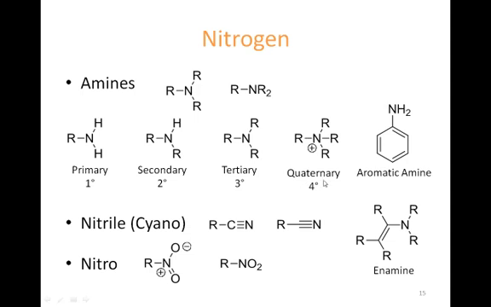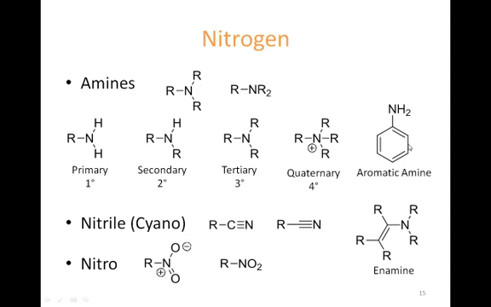So we call these quaternary nitrogens or quaternary salts, because if you have a positive charge, you can have a counter ion. So it will be a salt. So that's interesting. That's when the nitrogen's used its lone pair, acted as a base, acquired something else. So primary 1, secondary 2, tertiary 3, quaternary 4. See what they've done there.